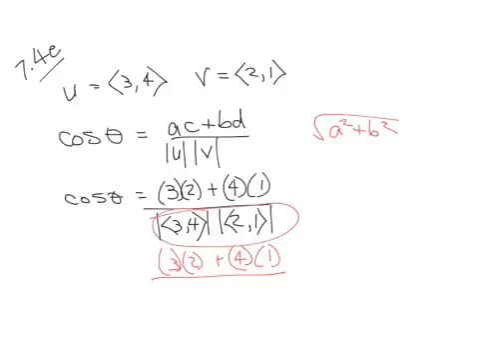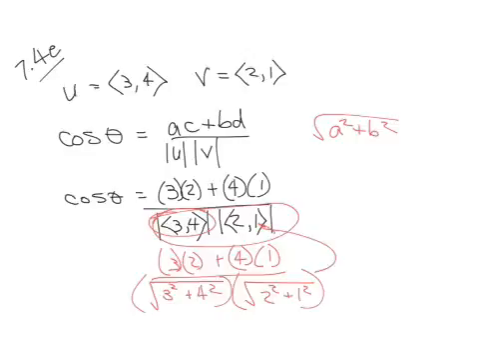So on the bottom here, let's write this top here back. We're going to write the square root of 3 squared plus 4 squared. Okay, that's for this one. And then we're going to write the square root of 2 squared plus 1 squared. And that's for that one. And that equals the cosine of theta. Remember what we're doing there.